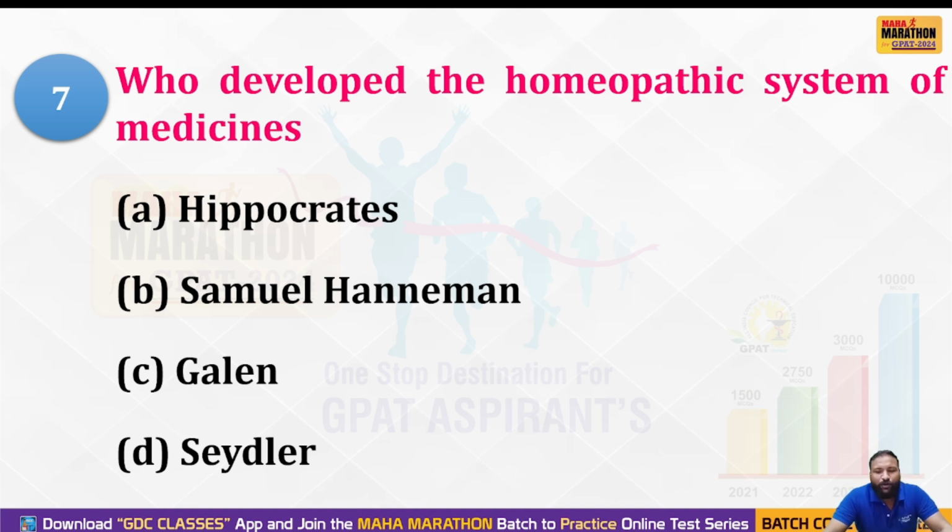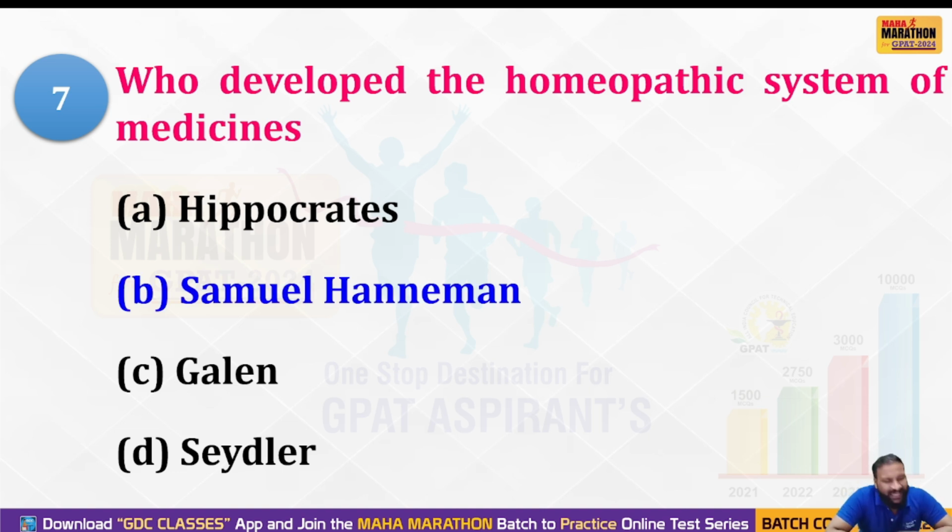Next, we'll move to the next question in this GPAT test series part 2. Who developed the homeopathic system of medicine? Nothing but who is the father of the homeopathic system of medicine? Option A, Hippocrates. Option B, Samuel Hahnemann. C, Galen, and D, Sedler. What are your answers? Yes, we'll check the right answer.